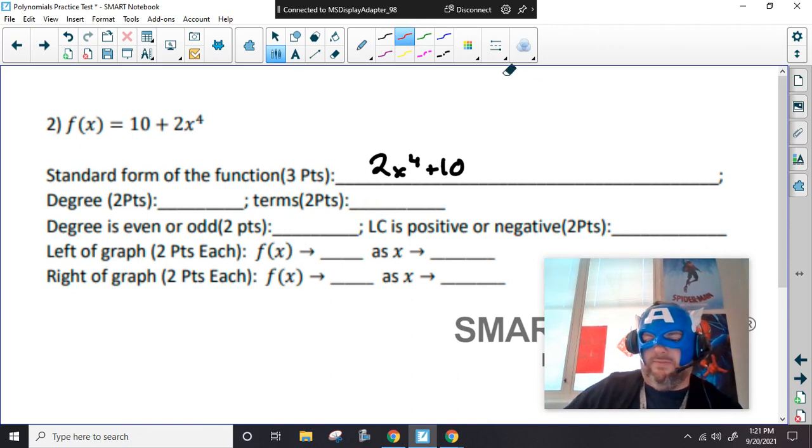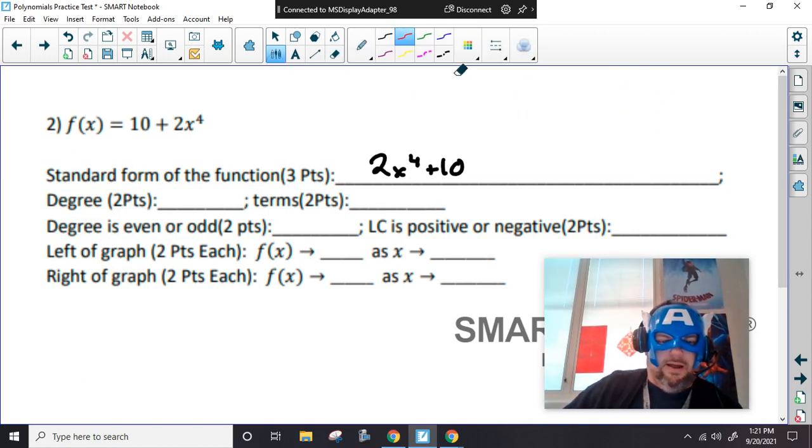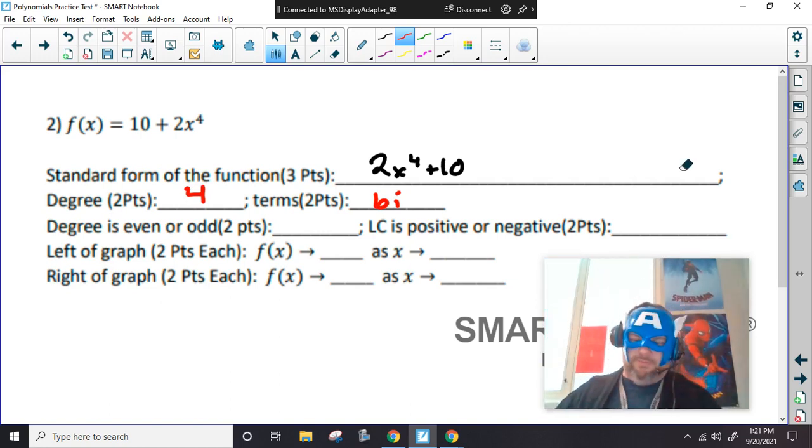If you had like x to the 4th plus 3x to the 4th, you would combine those and it'd be 4x to the 4th. But we don't have one of those in that, but that's a good question. All right, so our degree would be 4. We have 2 terms, so this is a binomial. Bi meaning 2, nomial meaning terms.